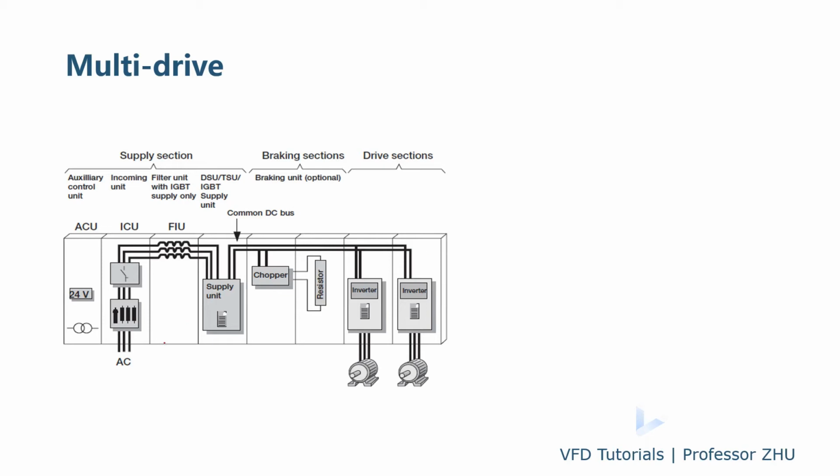This is the input grid side, and we have the input cabinet and the filter, IGBT converter or diode rectifier, and the different inverters with different motors. And sometimes we will have a chopper. This chopper is to control the DC voltage. In case the DC voltage exceeds a certain level, the chopper will work and absorb the energy into the resistor to dissipate it, making sure the DC voltage will not exceed the limit. And here is the control.